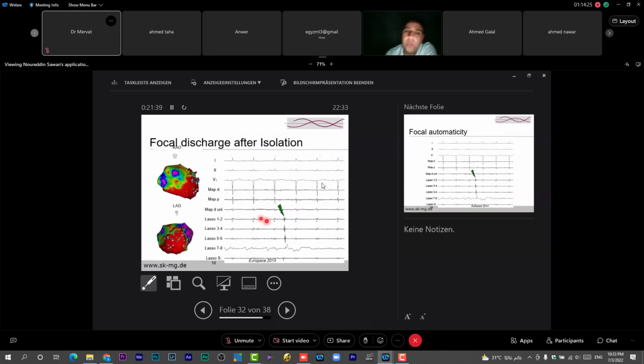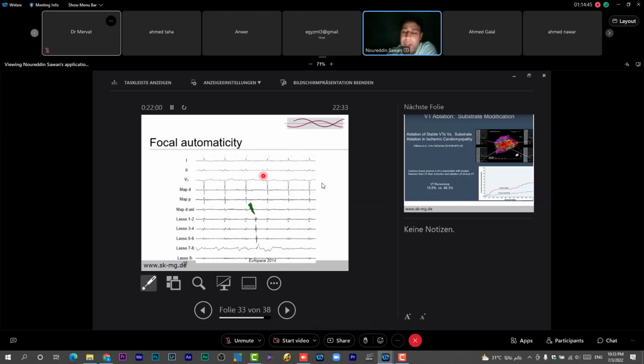And that's what we've got at the end. The scar was isolated, and here we have automaticity, the exact thing that we see during VT or PVI. That was very nice. If you can reach scar isolation, it's great. But believe me, it's very, very difficult.